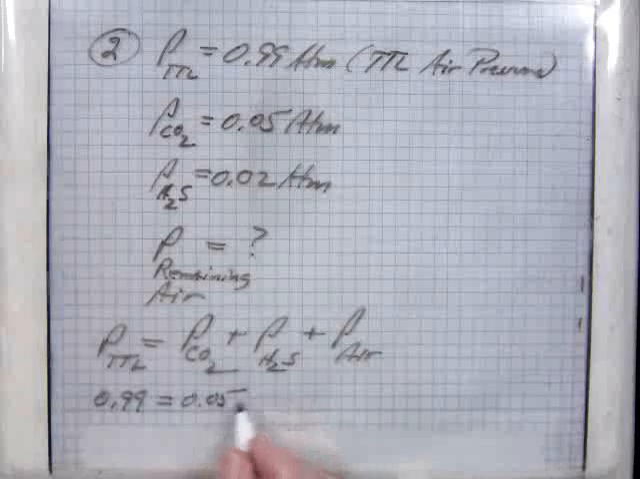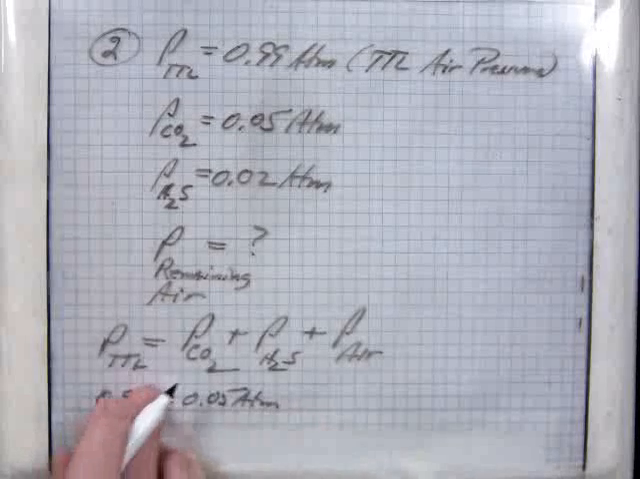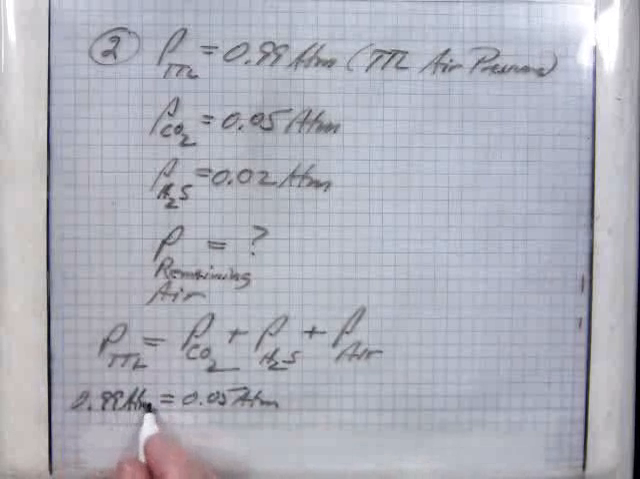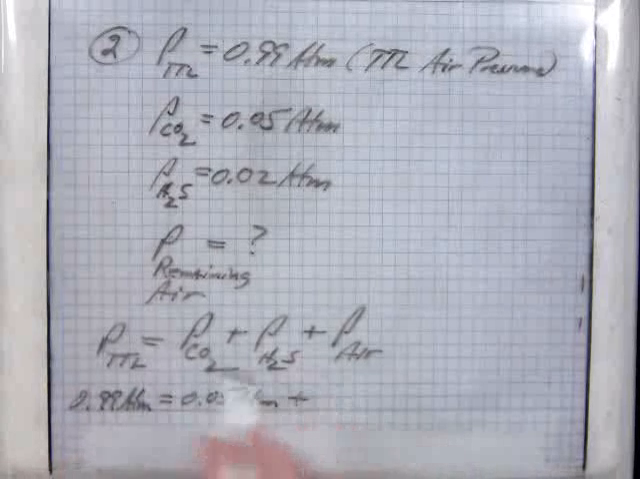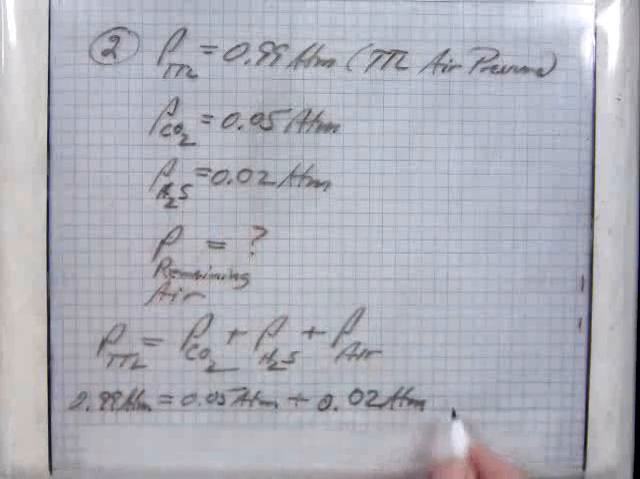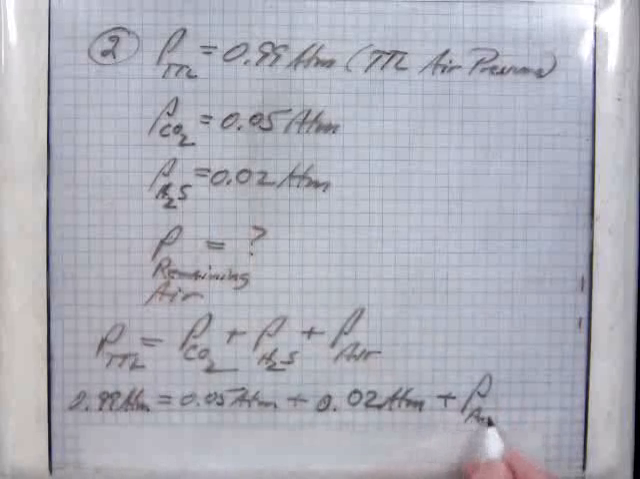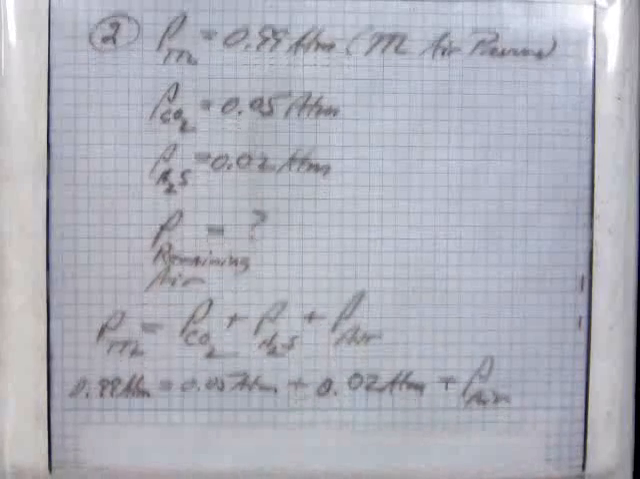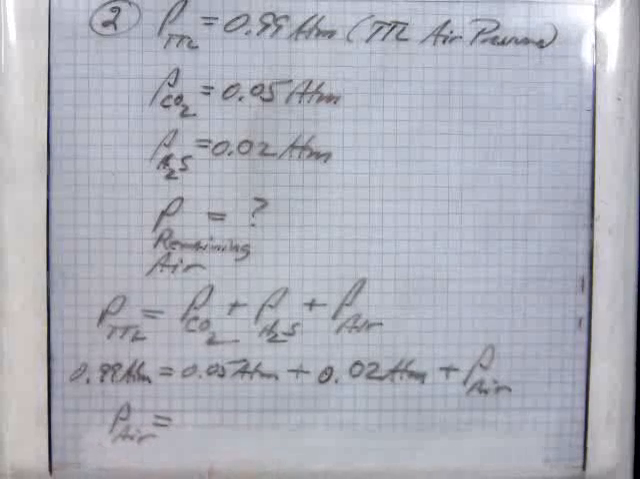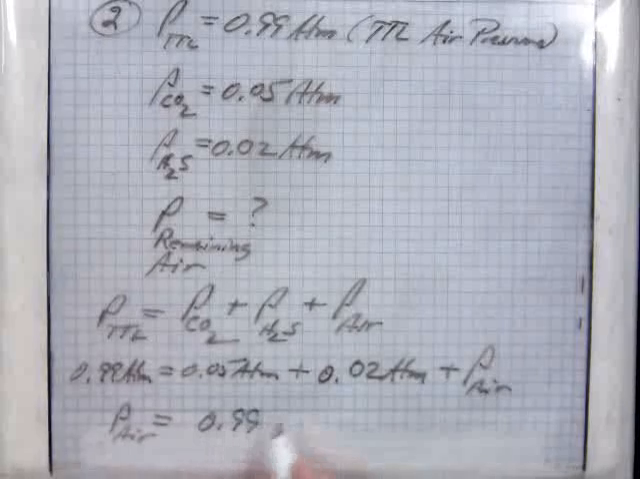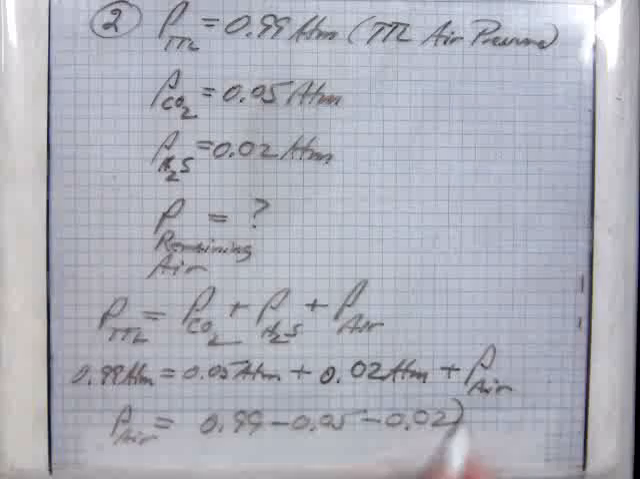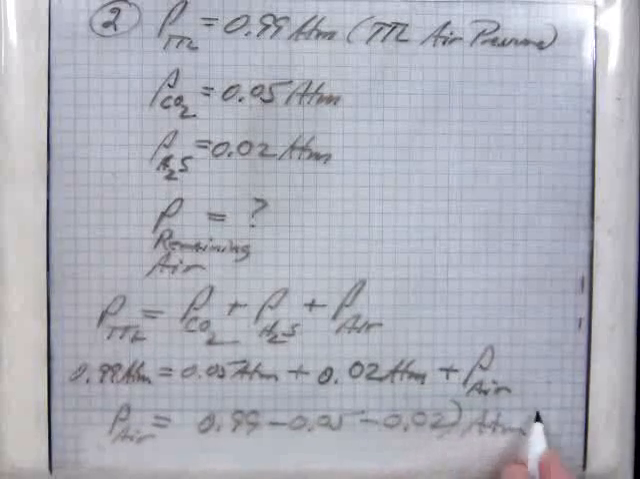Substituting 0.99, 0.05 atmospheres, 0.02 atmospheres, and the pressure of the air. Solving for the pressure of the air, that would be 0.99 minus 0.05 minus 0.02, and it finishes in atmospheres.